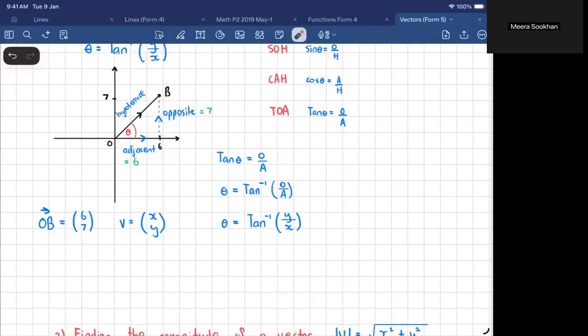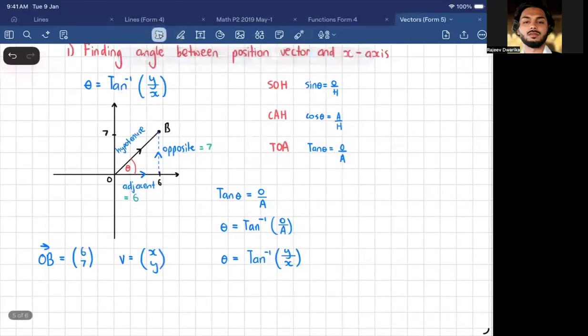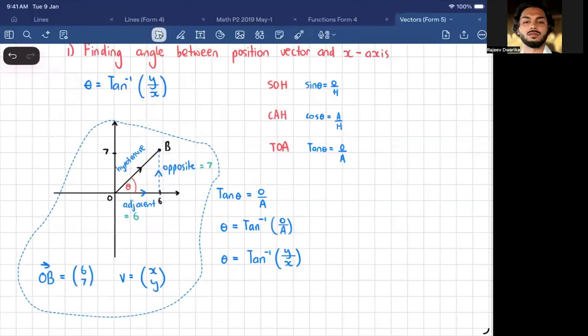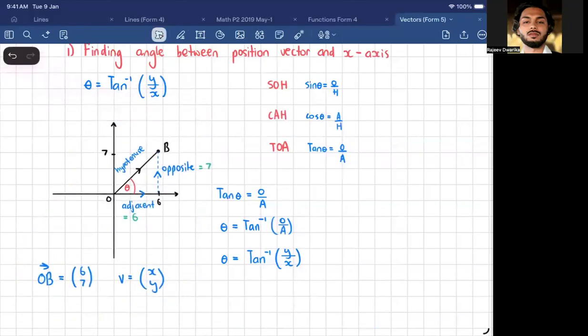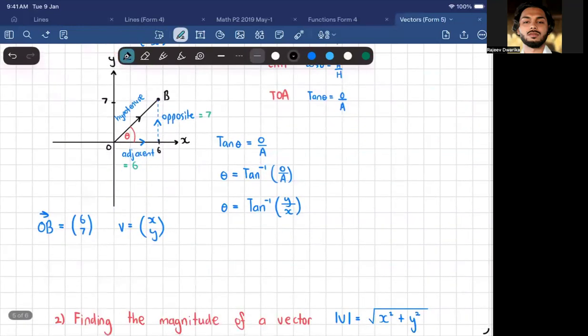So you see how we just end up with y over x? So for any vector, if you want to find the angle between the vector and the x-axis, you're just gonna say tan inverse y over x. There's really not much to it. It's very simple in the sense that you just have to apply the formula and done. So for this question, the angle would just simply be tan inverse of y over x.